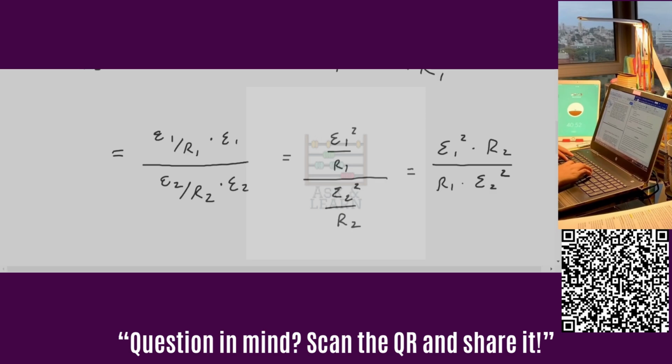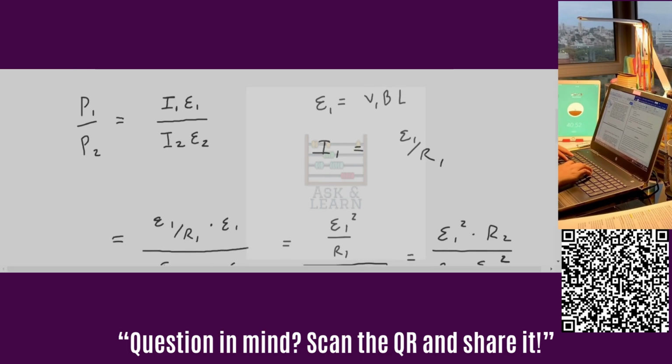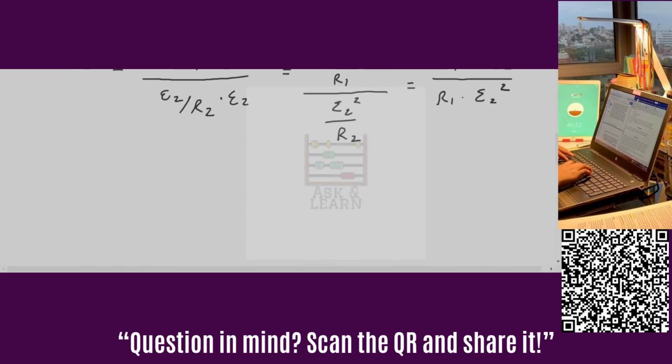All right, so now we can go ahead and plug in for our EMF here with v1 times B times L. If we do that, we'll have v1 squared B squared times L squared times R2 in the top. And in the bottom, we'll have R1 times v2 squared times B squared times L squared. So we can see that the B's and the L's will cancel each other out. And we'll just be left with R2 over R1 times v1 squared over v2 squared. Okay.